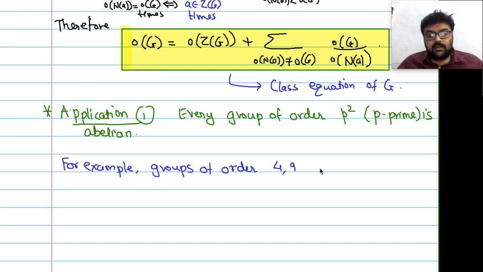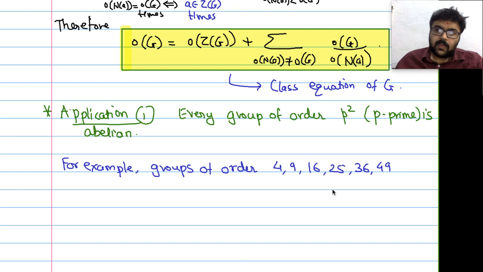Any group of order 9, take any group, however many groups there are, you take any group of order 9, it is abelian. What about 16, 25, 36, 49? Keep in mind, it is p square where p is prime. So 16 is not allowed. This is 4 square, and 4 is not prime. We don't know about that. 36 similarly, we don't know about this.